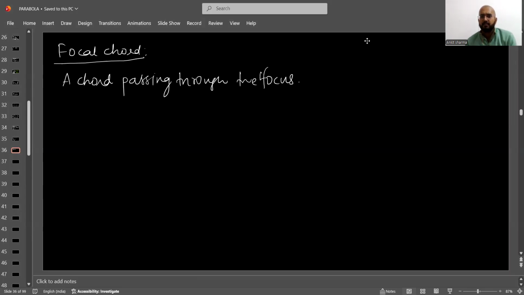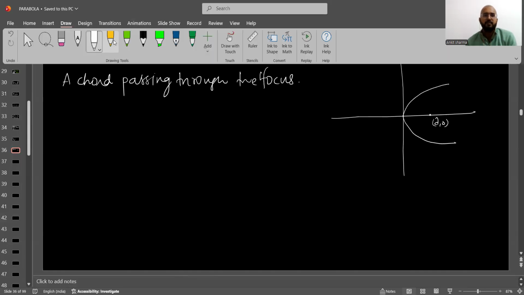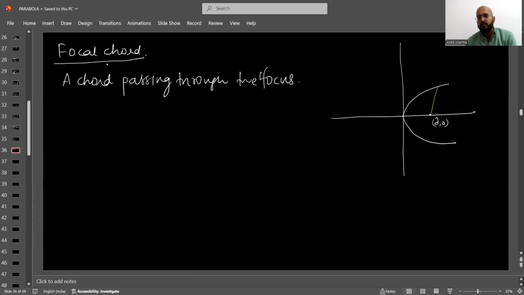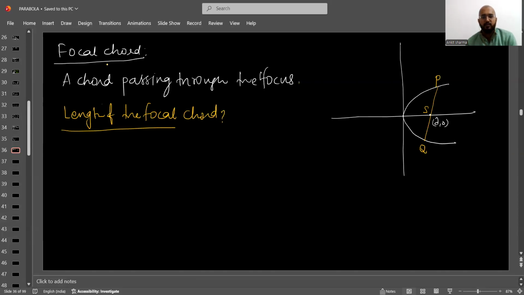Now let's see. Suppose I have a parabola here, and this is the focus (a, 0). I have a chord which is passing through the focus. Now this is called the focal chord. I'll say this is P, this is Q, and here I have S. So, a chord passing through the focus. Now our goal is to get PQ, that is, the length of the focal chord. We're interested in knowing the length of the focal chord.